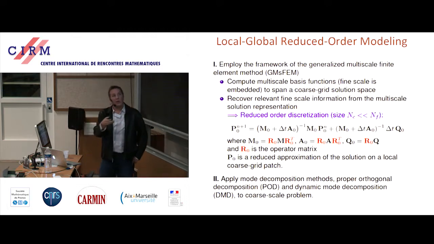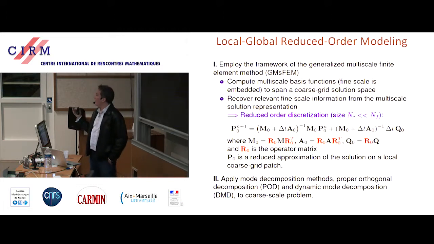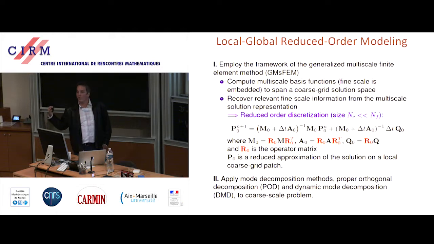So for example, some of the cases I'm going to show later on the SPE, the Society of Petroleum Engineers 10 test case, just the geometry requires something like 2 million degrees of freedom. With multiscale finite elements, we can get fairly accurate simulations with 100,000 degrees of freedom. But solving a non-linear partial differential equation with 100,000 degrees of freedom is still fairly expensive in 3D. So this is not enough.